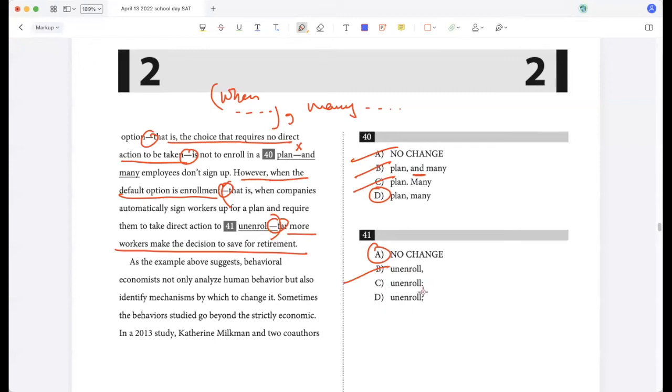A colon cannot come here. A colon cannot come unless the part before the colon is a complete sentence. And a semicolon can only come between two independent sentences.